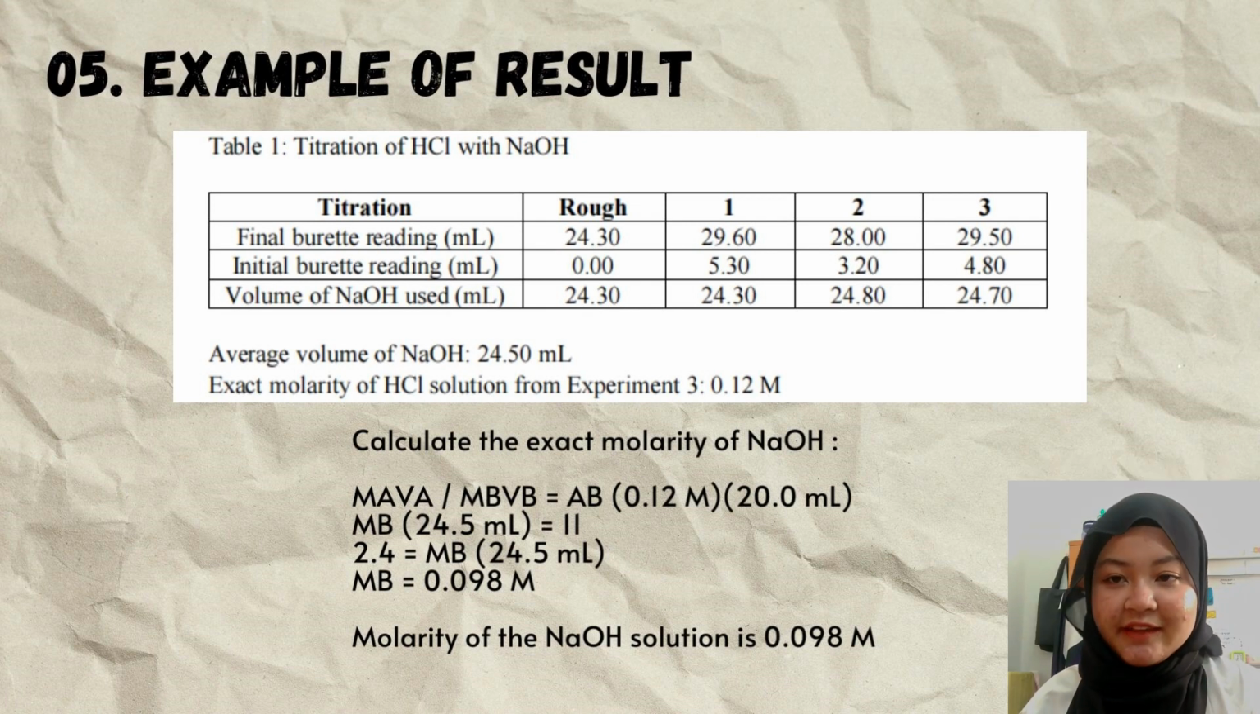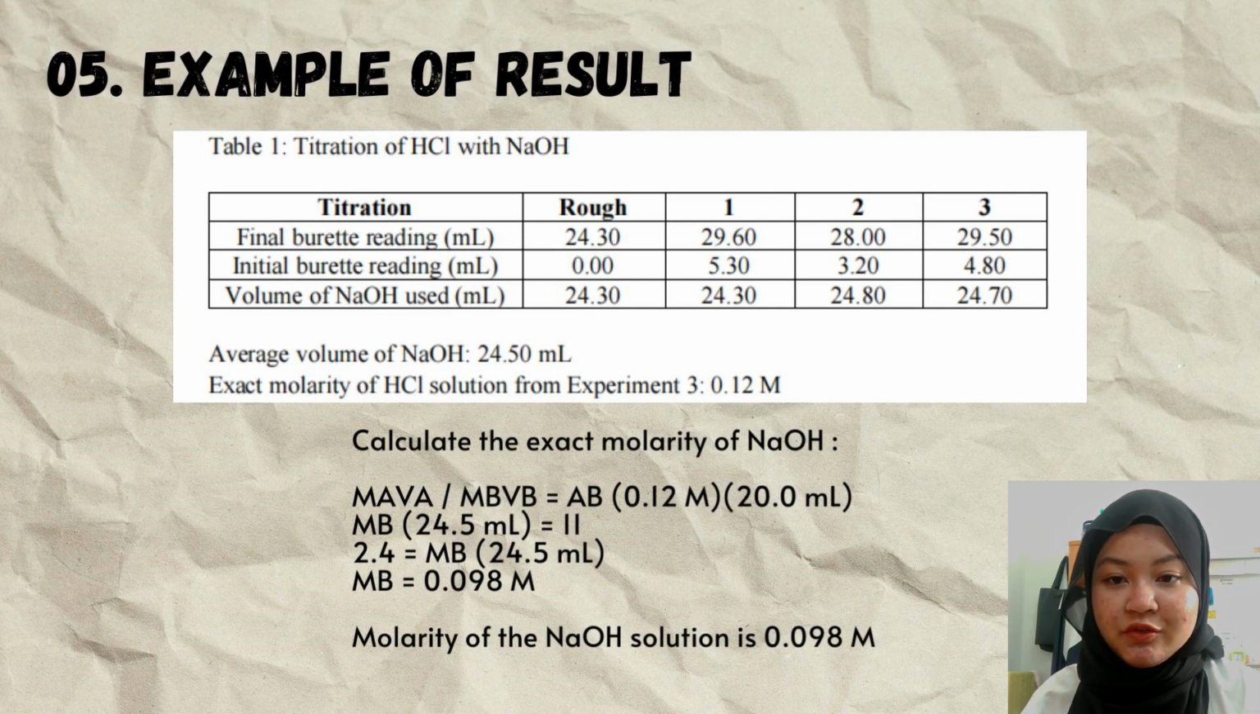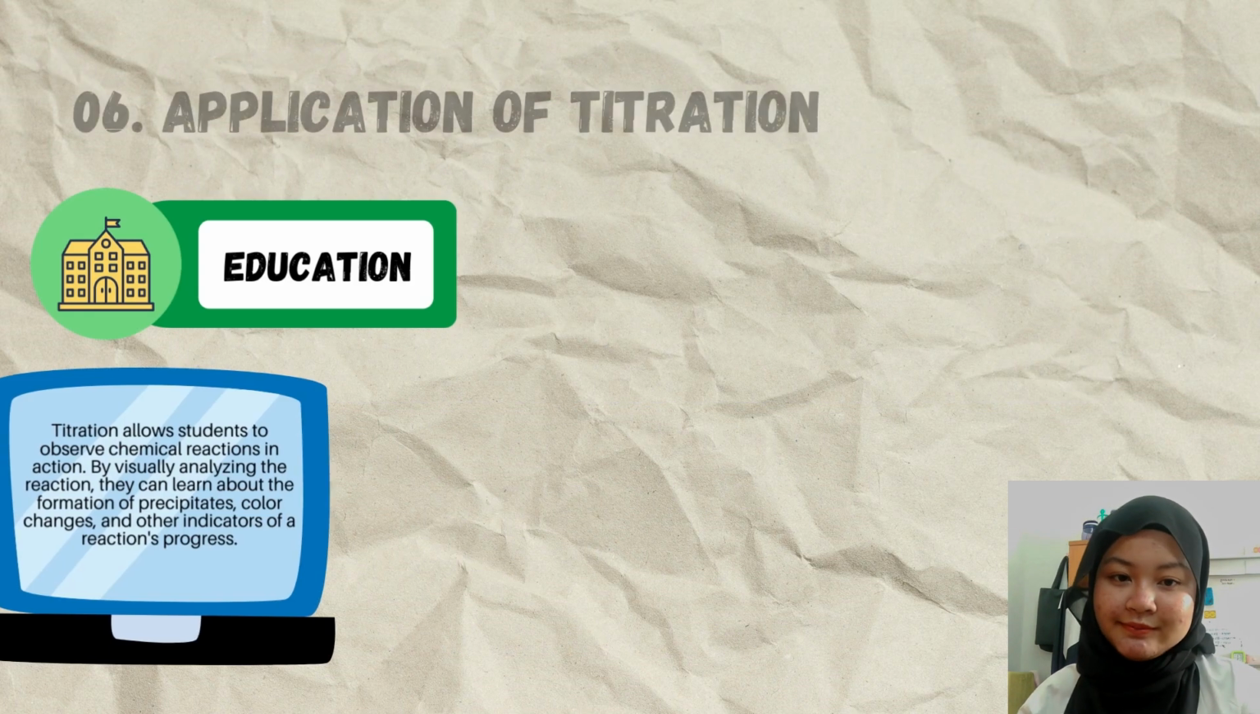To calculate the exact molarity of sodium hydroxide, we are using the MAVA = MBVB formula. The A is HCl and the B is sodium hydroxide. Then we just calculate as usual and as shown, and the answer is 0.098 mole.